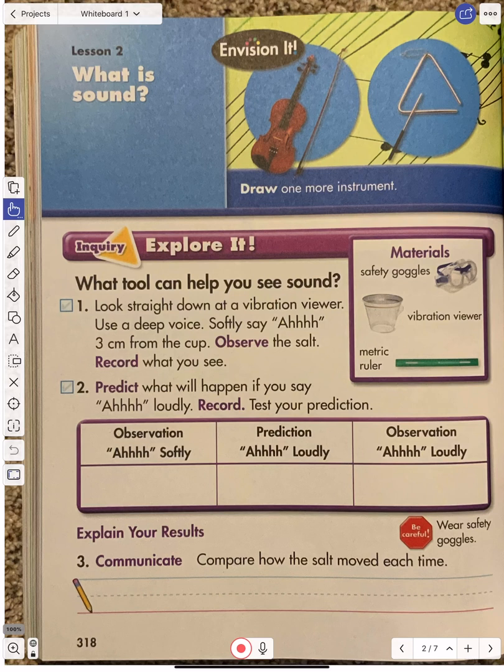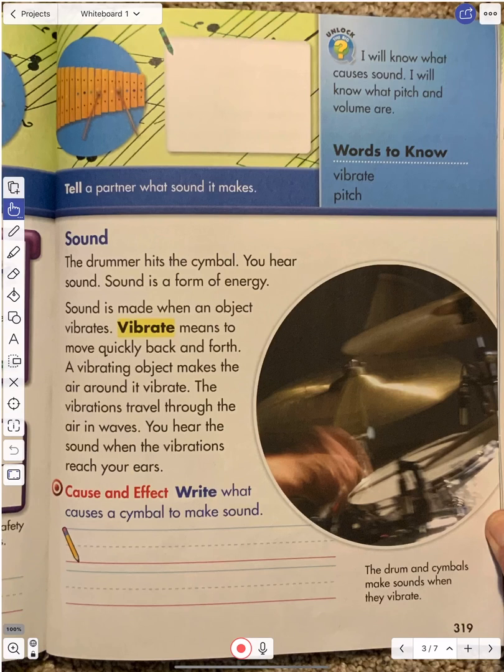There is an Explore It activity that you might want to try before we go into the lesson, just so you can make a prediction. It says to use a vibration viewer, which is a plastic cup with some saran wrap rubber banded around it real tight. Put a little bit of salt on the top and see what happens if you say ah softly near the cup. Make a prediction about what would happen if you said it loudly, and then do that and see if your prediction was correct. Let's move on though to page 319.